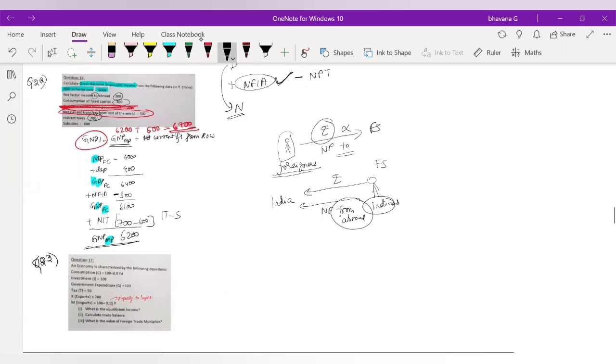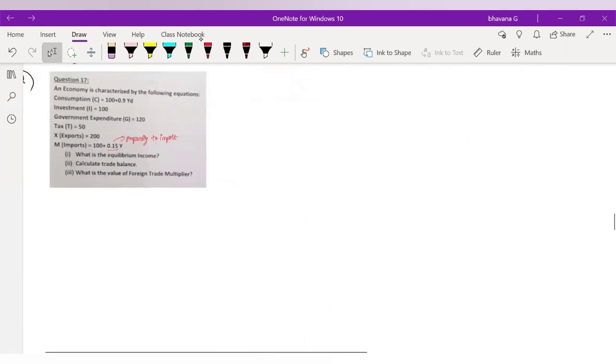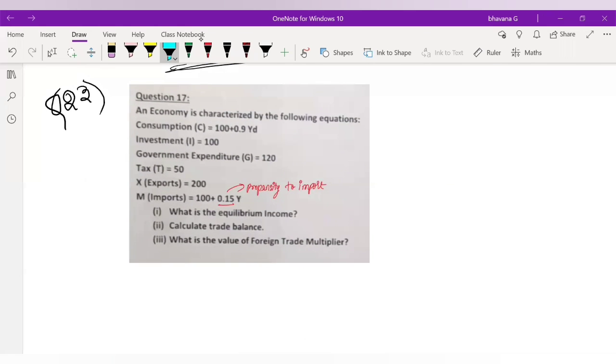Subhashri, is the doubt clear? Is the doubt clear? If yes, just send in a yes. If no, I'll explain it once again.